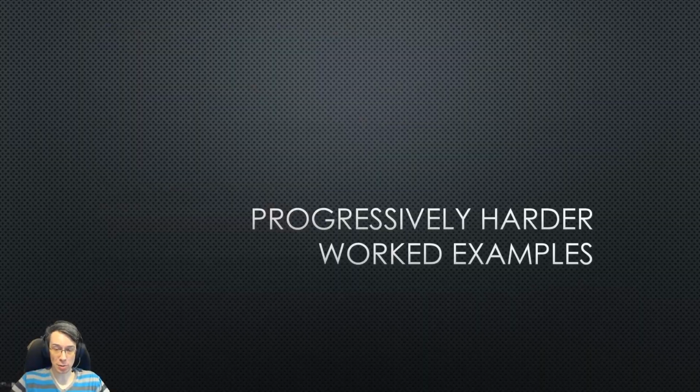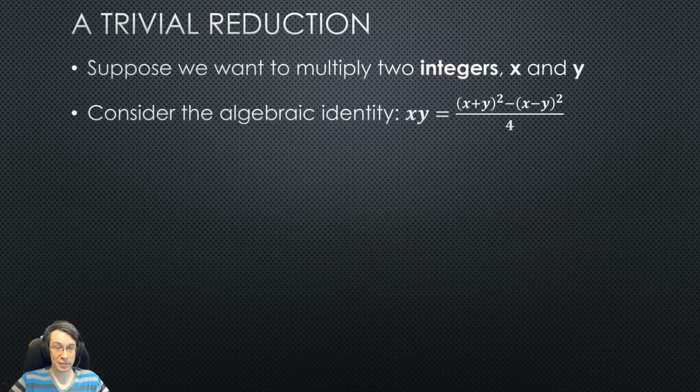Okay, so let's go through some harder examples. I'll start with an easy one, then I'll go through some progressively harder worked examples. So let's start with a trivial reduction. At least it's trivial once you know this algebraic identity.